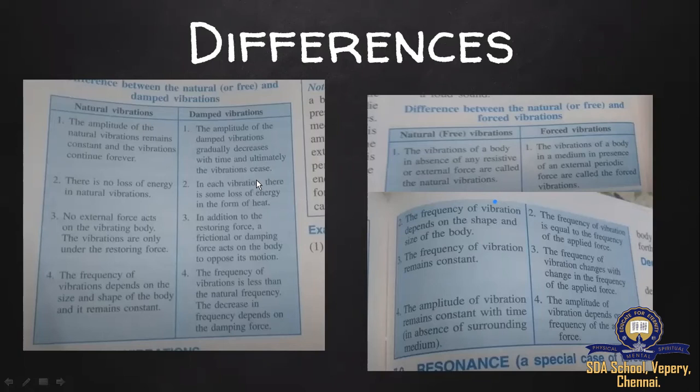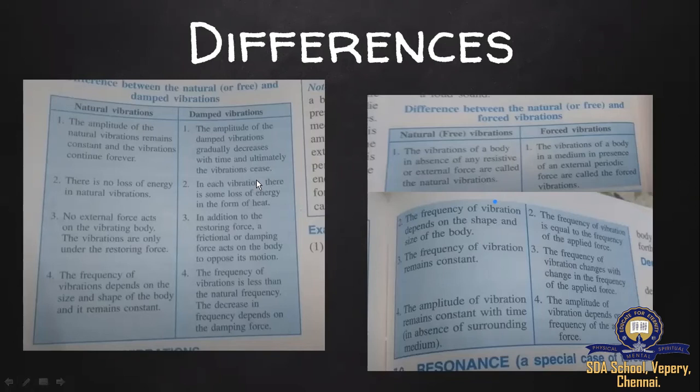In natural vibration, no external force is acting, but here the restoring force is acting on the object. Then, in natural vibration, the frequency of vibration depends upon the shape and size of the body, and the frequency remains constant because it is oscillation with constant amplitude, and the period is also going to be the same. But here, the frequency of vibration is less than the natural frequency.